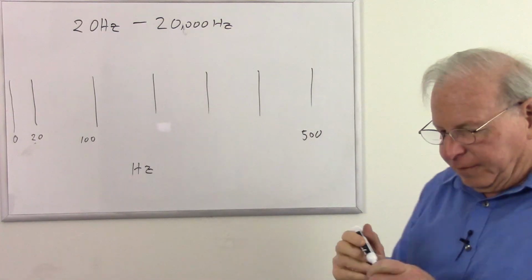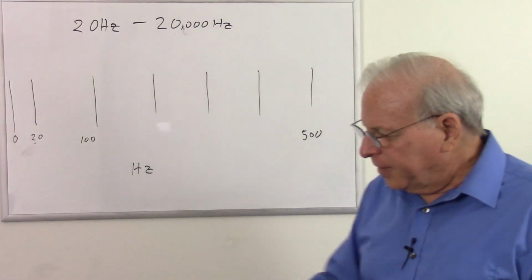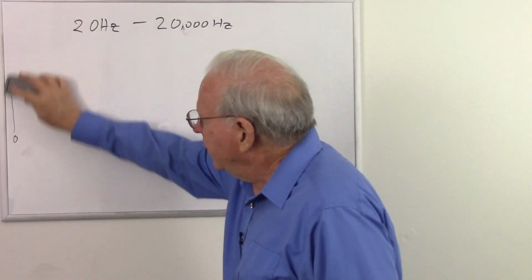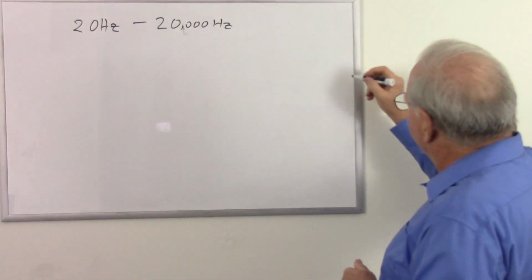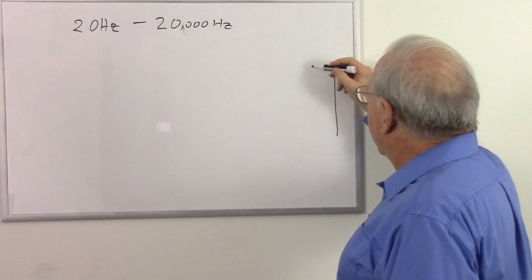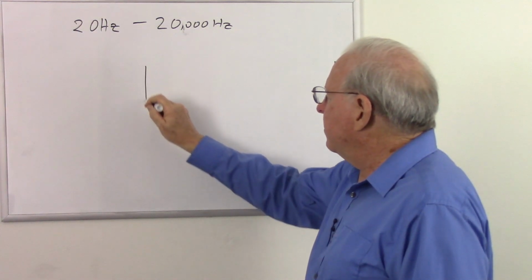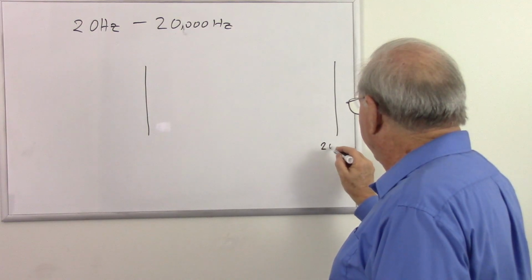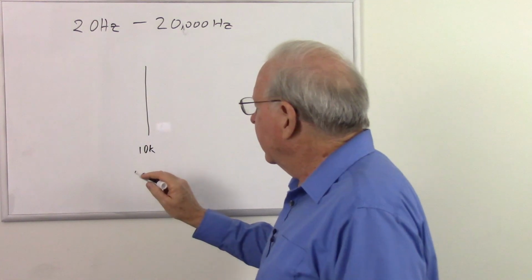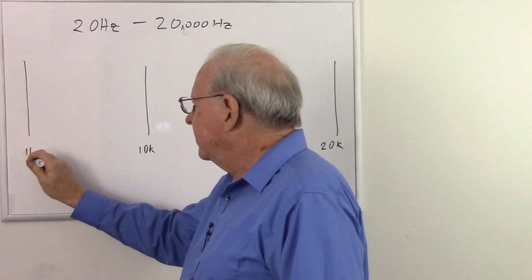I just don't have the room to get all the way up to 20,000 hertz, so I need a lot more room than I have here. So we're going to have to shrink this scale. Let's start at 20 kilohertz, way over here, right about there, and let's put about the halfway point about there. So that's going to be 20 kilohertz. That's going to be about 10 kilohertz. And where's 1 kilohertz? 1 kilohertz is about here.